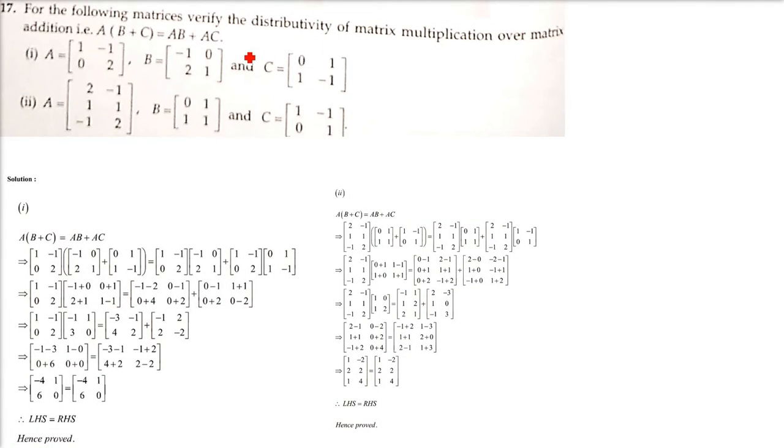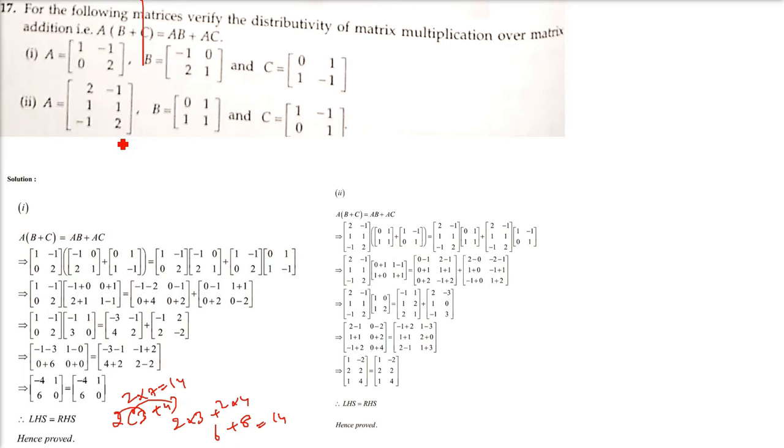For the following matrices, verify the distribution of matrix multiplication over matrix addition. I am just giving you an example. 2 into 3 plus 4. What does it mean? 2 into 7, 14. So 2 into 3 plus 4 is 2 into 3 plus 2 into 4. What are you going to get? 6 plus 8, that is 14. This is what you have to do here.